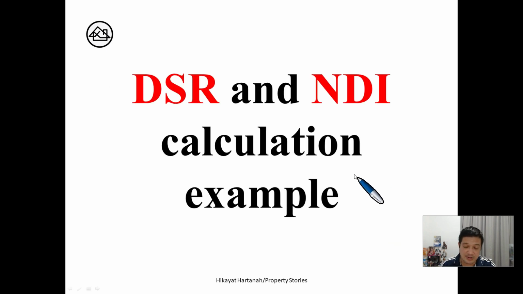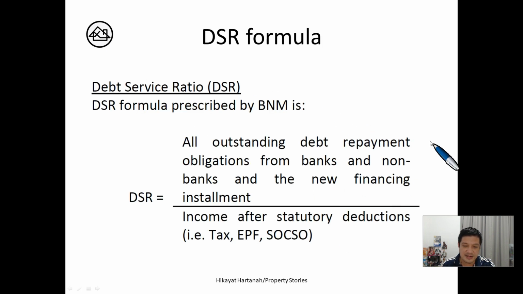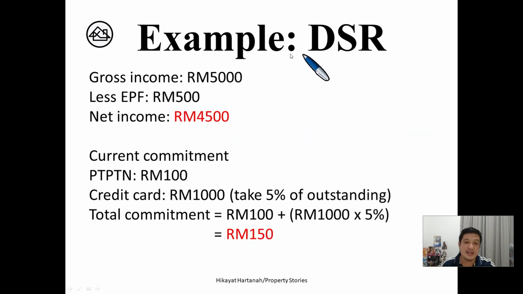Next we will go to a calculation example. Again, the formula is here: the formula for net income and the formula for DSR. So, DSR example. Let's just say gross income is 5,000, less EPF, assume 500. I know it's 11%, but let's just assume it's 10% here. Okay, so net income is 4,500.